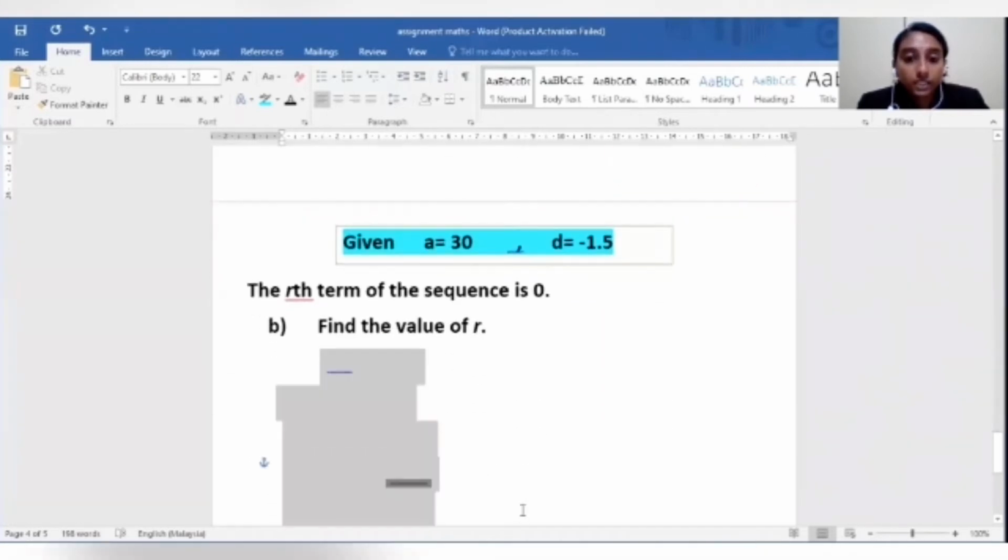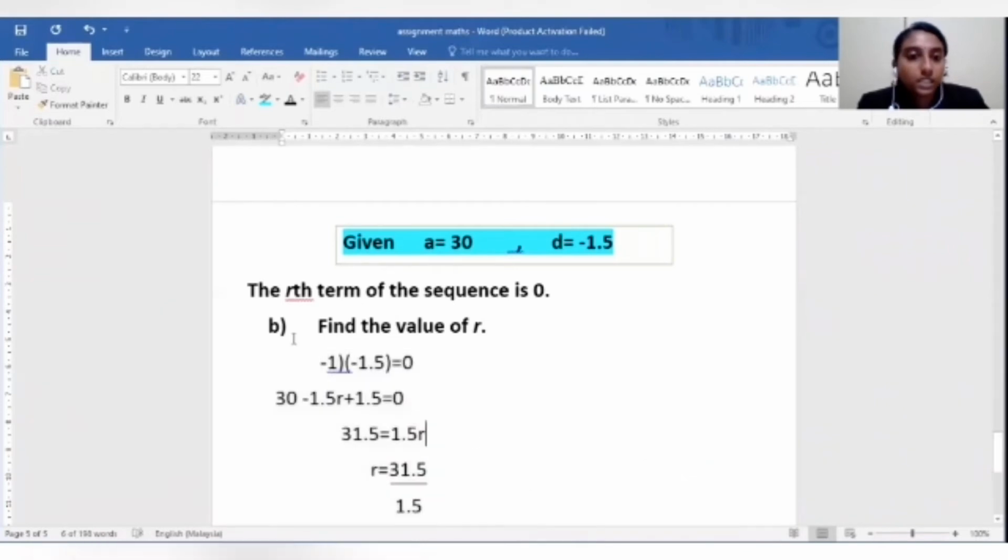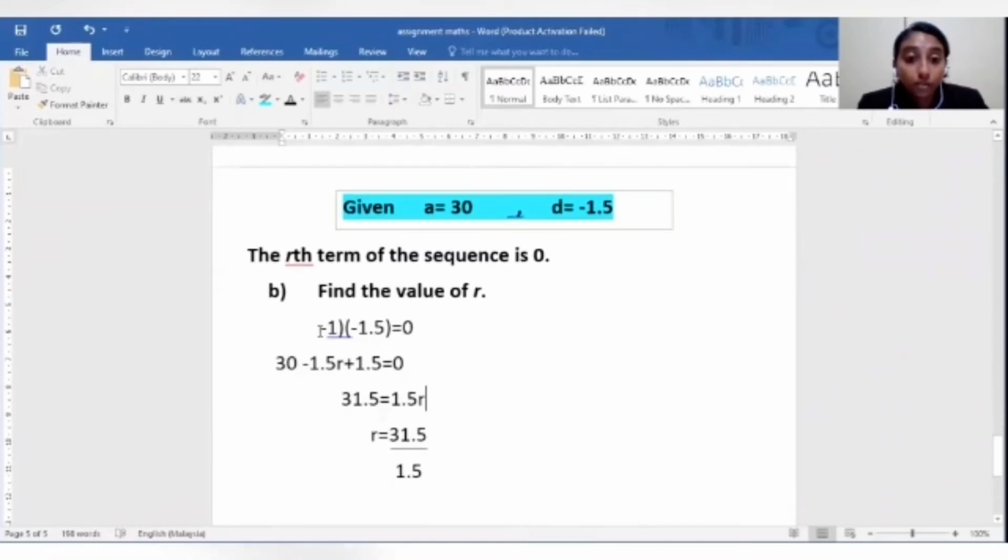And the last: we can see here, the R-th term of the sequence is 0. Find the value of R. How to find the value of R? To find the value of R, they have already given the first term is 30 and the common difference is negative 1.5. So we just use the formula: the first term, which is 30, plus R minus 1, and then the common difference is negative 1.5. So we just multiply this R minus 1 times negative 1.5. So we will get this equation.